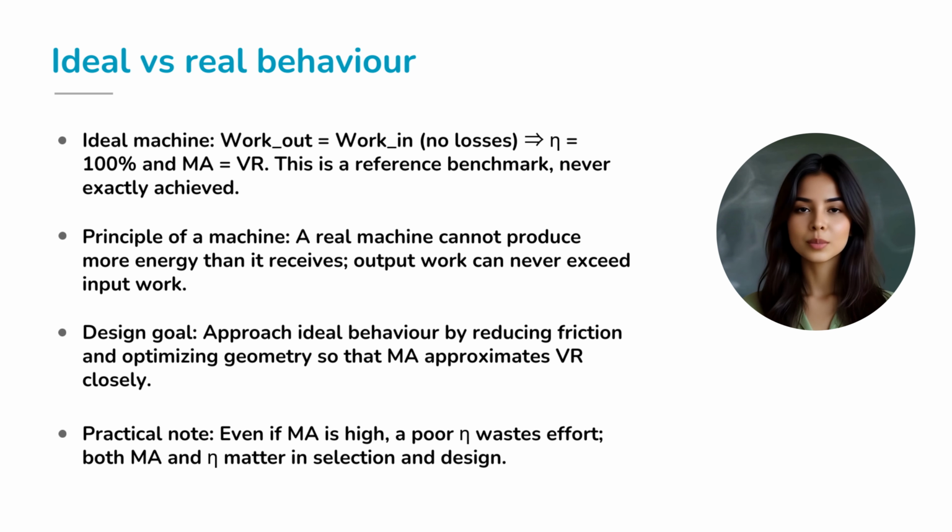The principle of a machine states that a real machine can never produce more energy than it receives. The output work can never be greater than the input work, and any difference between the two is due to unavoidable energy losses. The design goal in engineering is to make a machine's behavior as close to ideal as possible by reducing friction and optimizing geometry so that the mechanical advantage comes as close as possible to the velocity ratio.